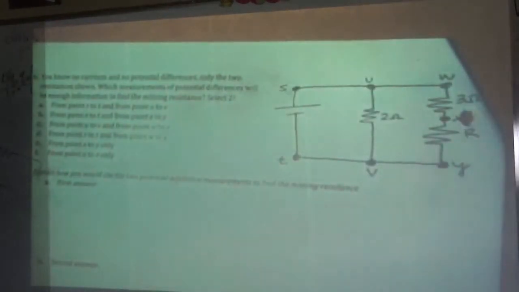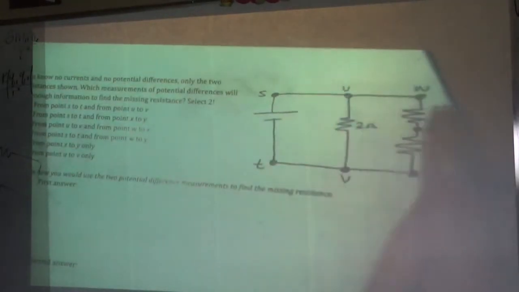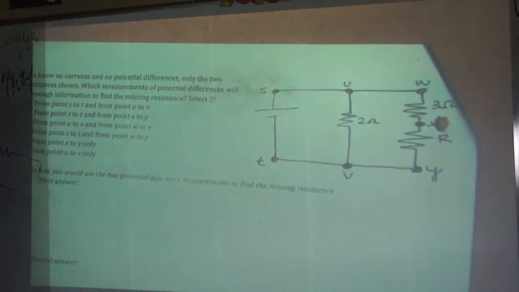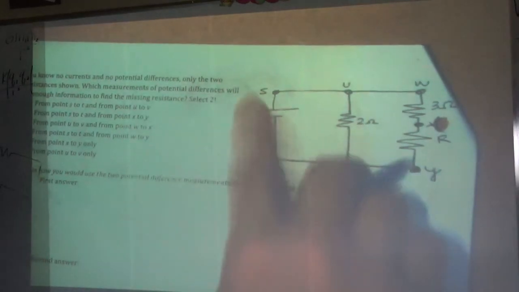All right, 16. You know nothing about this circuit except for 2 ohms and 3 ohms. I don't know any potential differences. I don't know the battery's voltage.